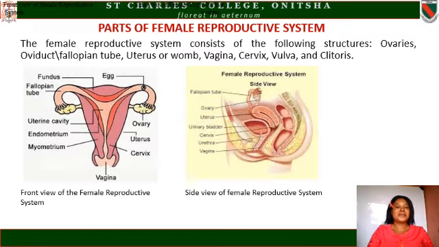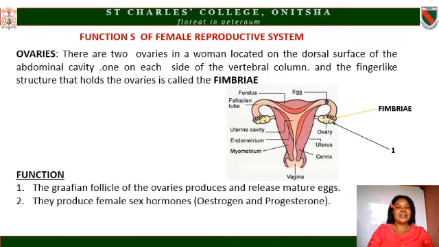Now, my students, we have finished the male reproductive system. Let's move over to the female reproductive system. Here we have the front view of the female reproductive system and the side view of female reproductive system. The female reproductive system consists of the following structures: the ovaries, oviduct or fallopian tube, uterus or womb, vagina, cervix, vulva, and clitoris. Let's look at their functions one after the other.